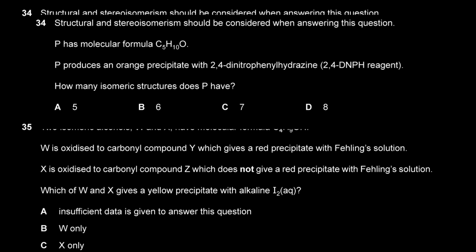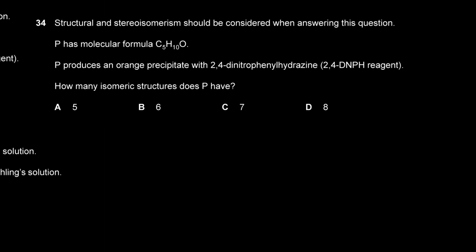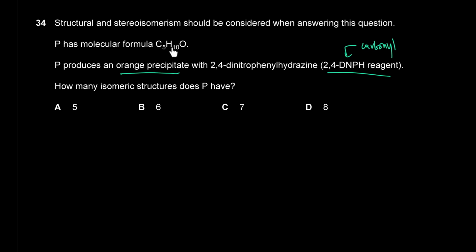Okay, I'm going to take this question here and solve it on a blank canvas. We have a compound with molecular formula C5H10O, and because it reacts with 2,4-DNPH, which is a test for carbonyl compounds, P must be an aldehyde or a ketone. So we have to figure out how many possible structures we have.